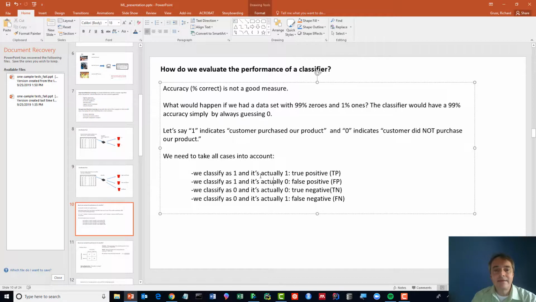There are 4 different cases here. We classify it as a 1, so they bought it, and it actually is a 1. We know what the true outcome is because we have the historical data, but then we hide that and see how well the classifier does and whether it predicted correctly. So we classify as 1 and it's actually 1, that's a true positive. We classify as 1 and it's actually 0, that's a false positive. We classify as 0 and it's actually 0, that's a true negative. And we classify as 0 and it's actually 1, that's a false negative. In 2 of these cases we got the right answer, so that's true, and in the other cases we got the wrong answer. Sometimes we get it wrong by saying 1, sometimes by saying 0.